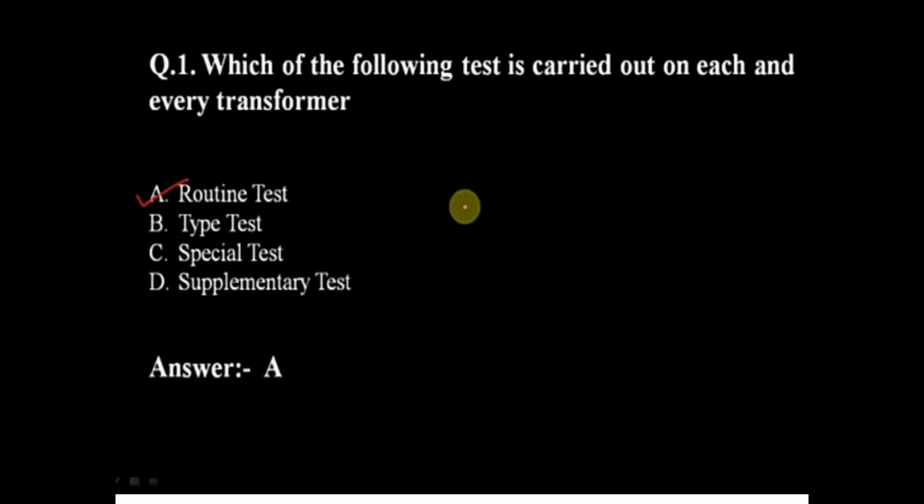First is, which of the following tests is carried out on each and every transformer? So our answer is routine test. Answer is option A.